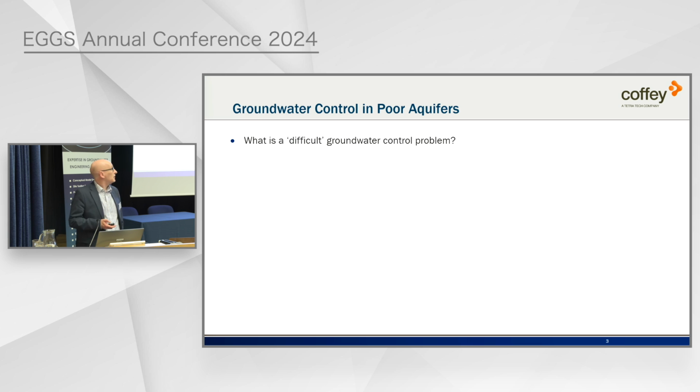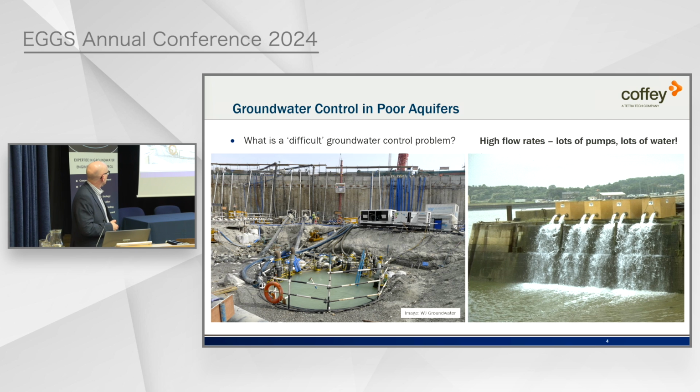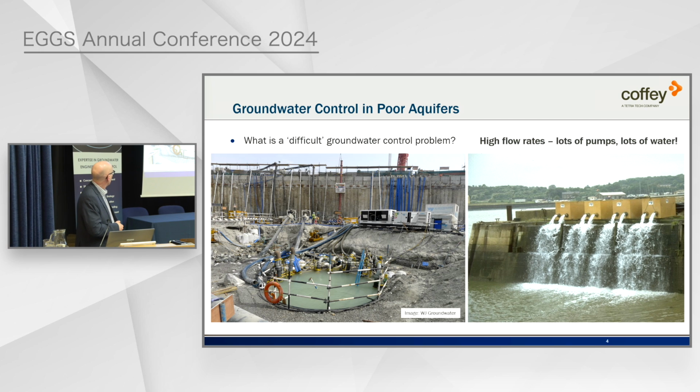So I'm going to begin by asking this question: what is a difficult groundwater control problem? I'm asking it rhetorically, I don't expect an answer, but I take the view that most people will visualise something like this, which is essentially a problem with lots of pumps and lots of water. And so we're in high permeability strata. This image here over on the left-hand side is from the Middle East. You've got a flooded chamber here, lots of pumps, lots of pipework carrying water out of the excavation, a lot going on.